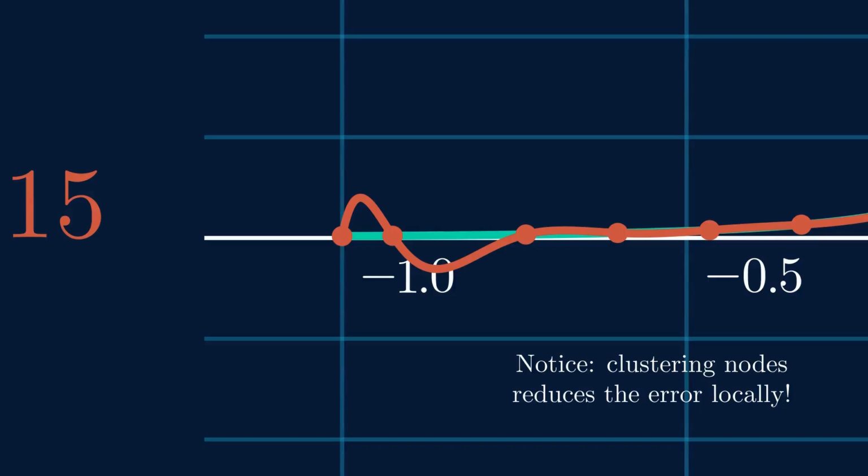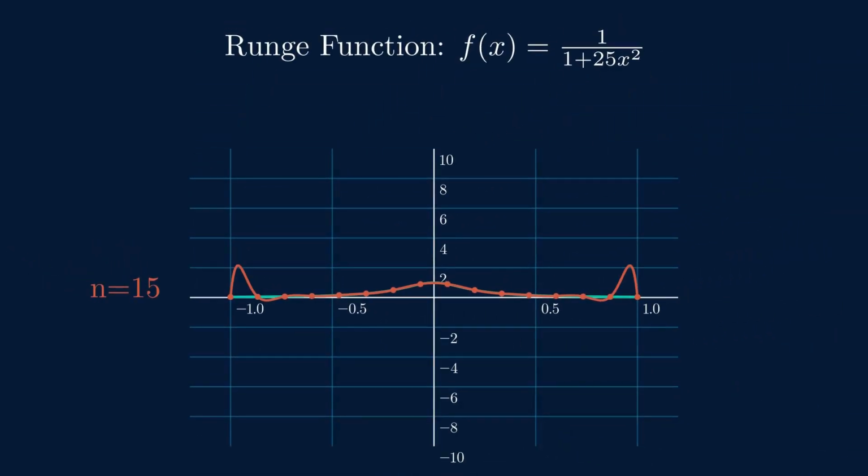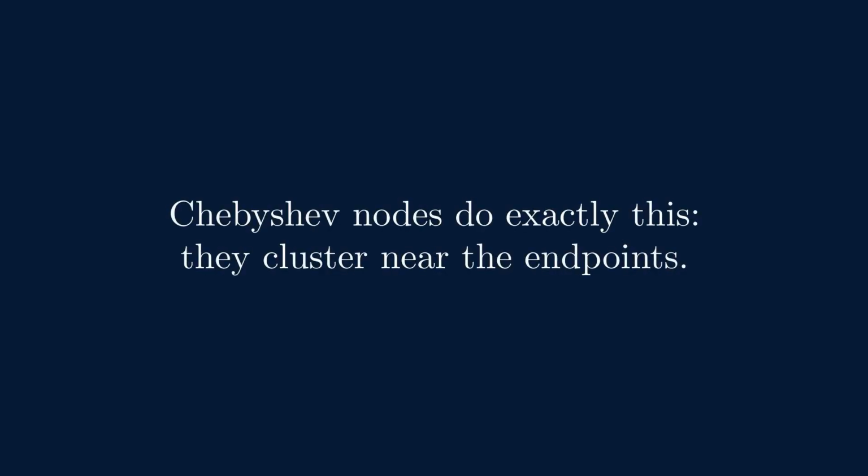Interesting how clustering nodes reduces the error locally. Return the node and the oscillation reappears. Local clustering helps. The geometry of the nodes is the lever. Chebyshev nodes do exactly this. They cluster near the endpoints.